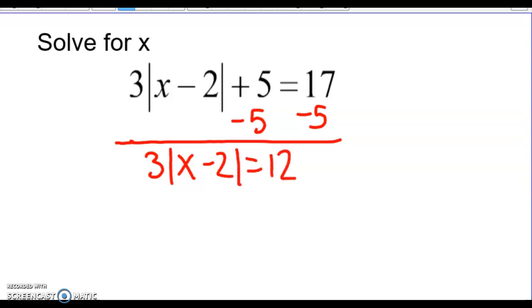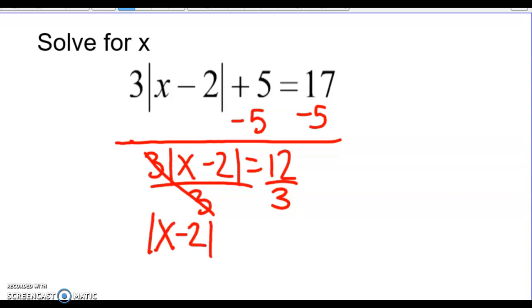The absolute value bars still aren't by themselves, so now we're going to divide by 3. We cannot distribute the 3 inside. So now the 3's cancel, and you're left with the absolute value of x minus 2 is equal to 4.